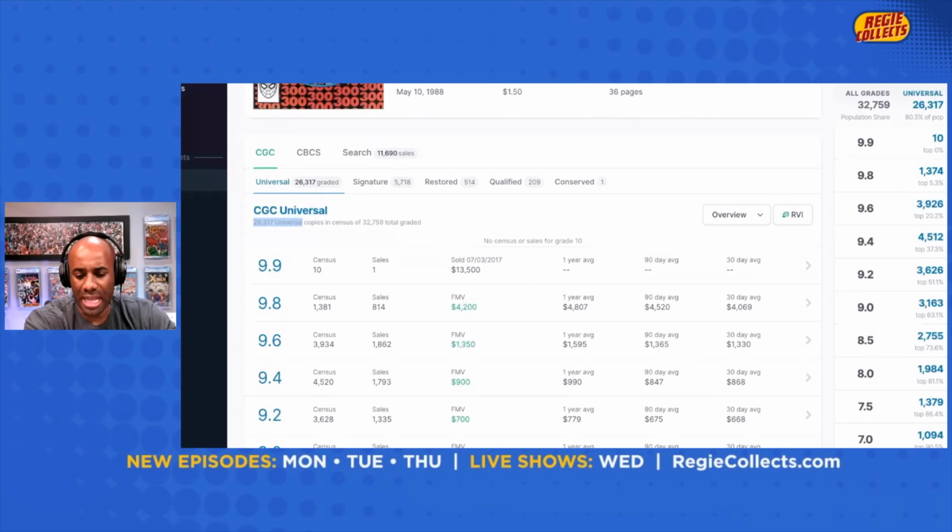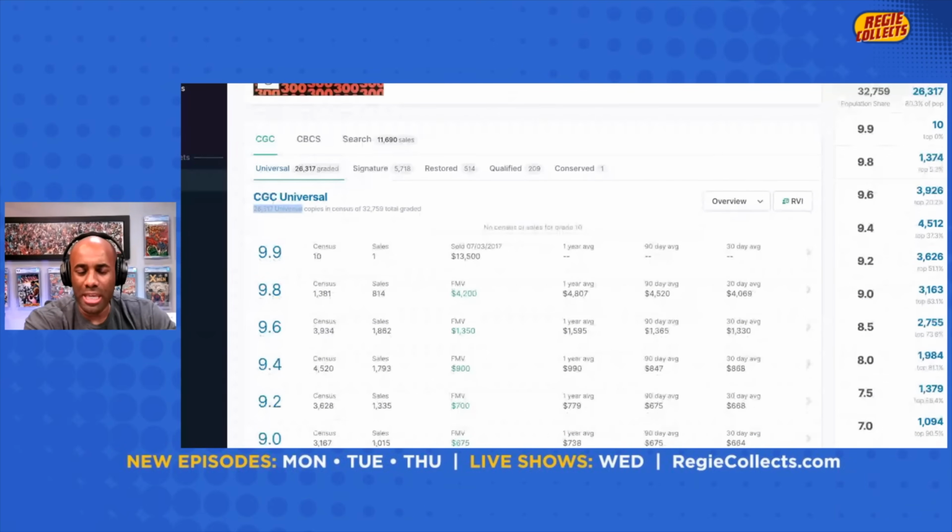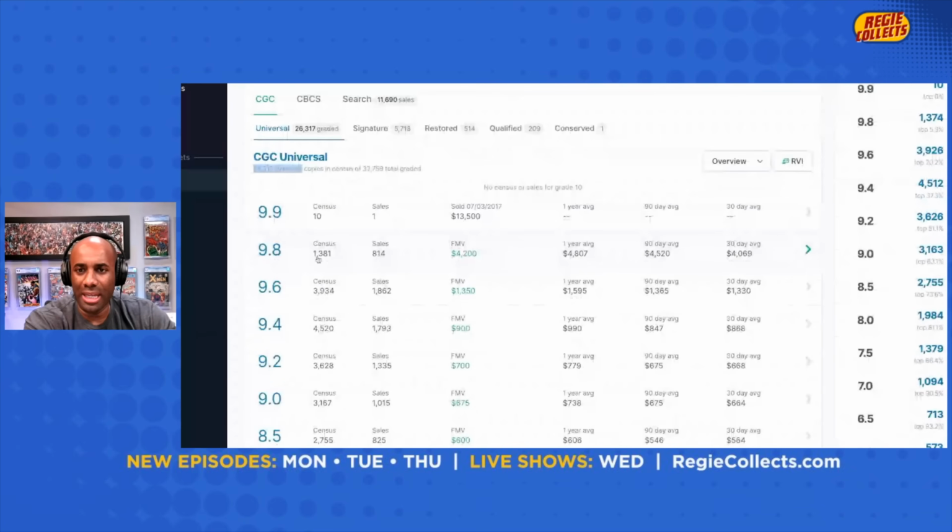And what we see here is that there are 26,352 Blue Labels that have been graded by CGC, which is a ton of books overall. But when you look here at the census count, great thing about Go Collect is that they're integrated into CGC. We can see that there are only 1,381 9.8s on the entire census, right? That is a relatively small number of books when you consider the total number of Universal Blue Label that happen to be out there. And so I thought it was important to kind of look at that.